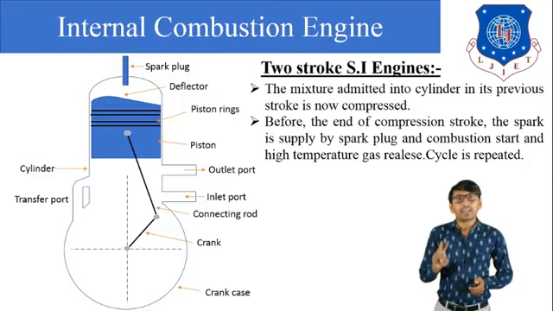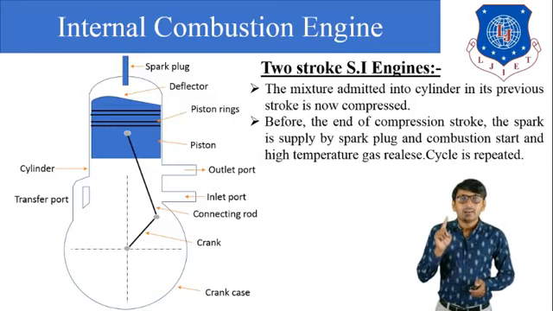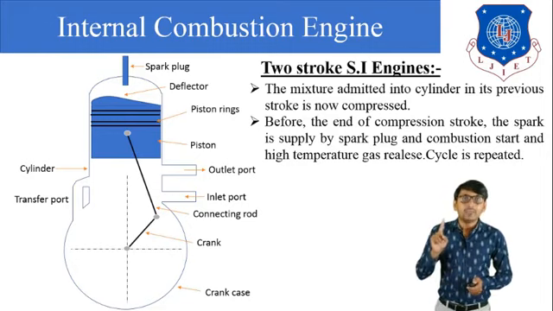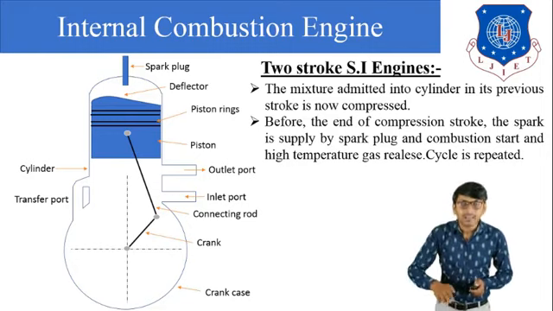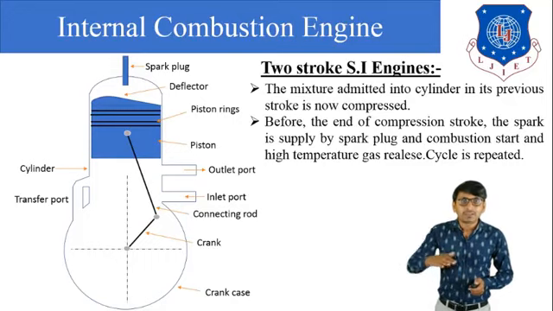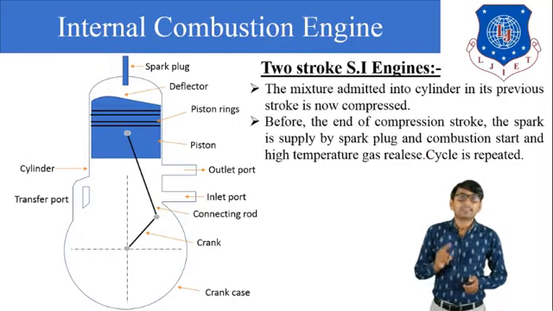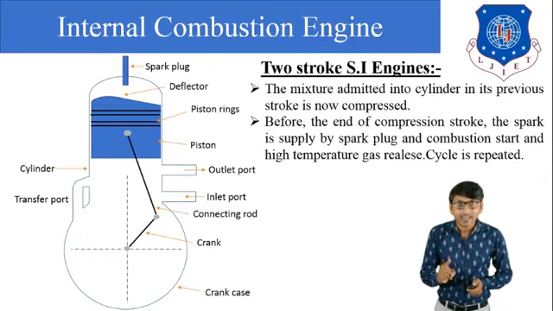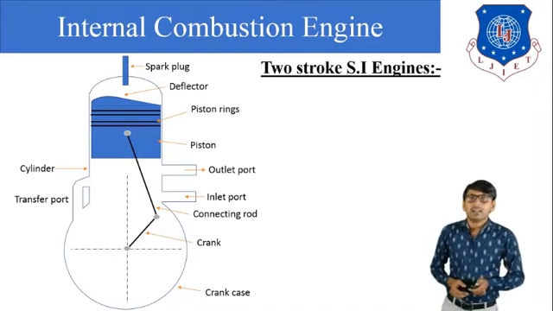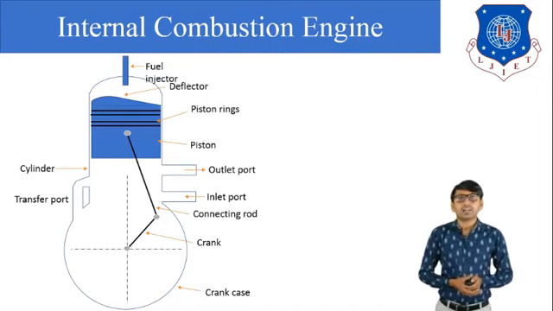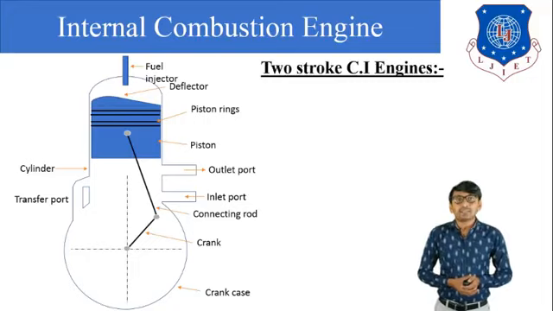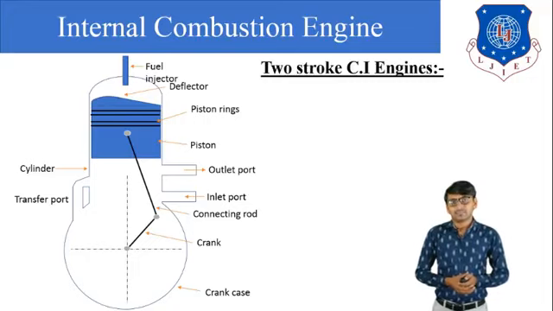So in two-stroke SI engine, one cycle is completed in two strokes. In the first stroke, the piston moves in the downward direction. In the second stroke, the piston moves in the upward direction. And the spark is supplied at the end of the second stroke. Now we have to start with the two-stroke CI engine.